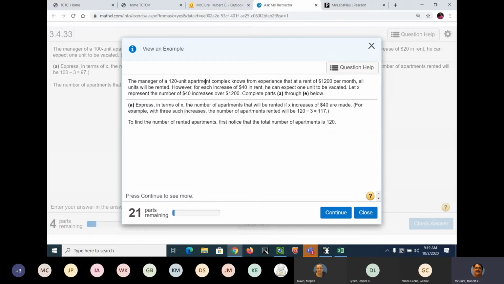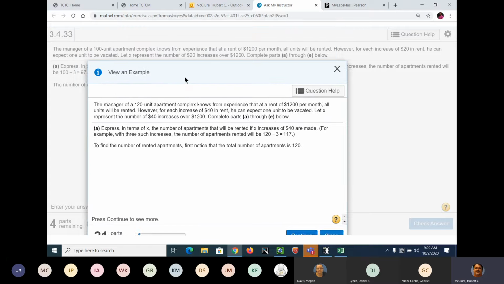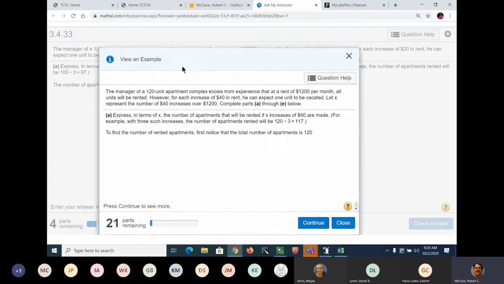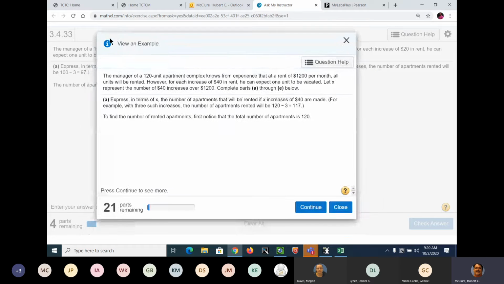Okay, this one says it's about the same thing. Increase of $40. We're just going to do this one and we'll come back to it, because I'm going to be honest with you, I've never seen this question before and it's very confusing. To find the number of rented apartments, first notice that the total number of apartments is 120. Yeah, I can understand that, because in this one it's 100. Okay, but we're going to forget that problem. We're just going to do this one.